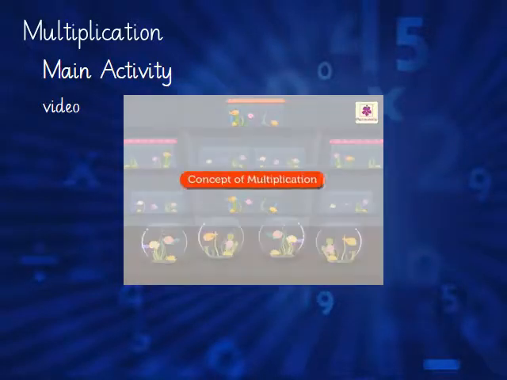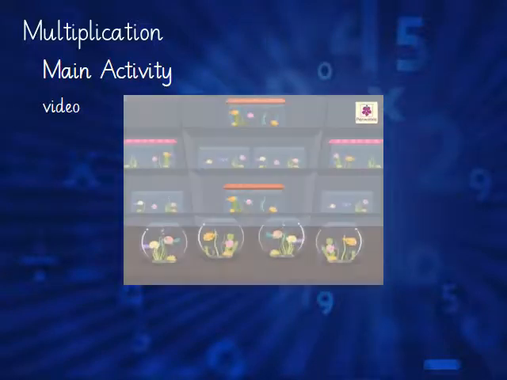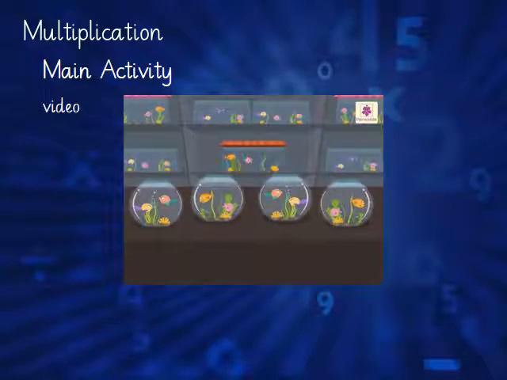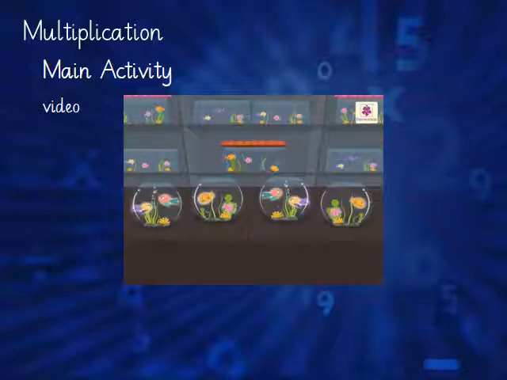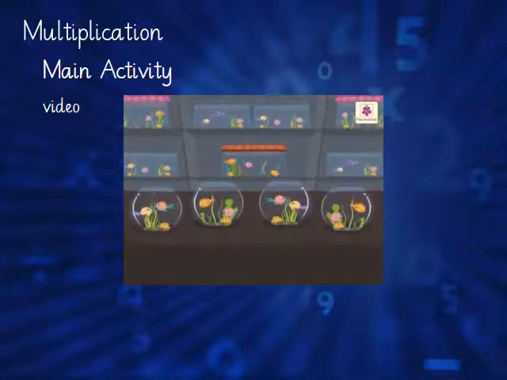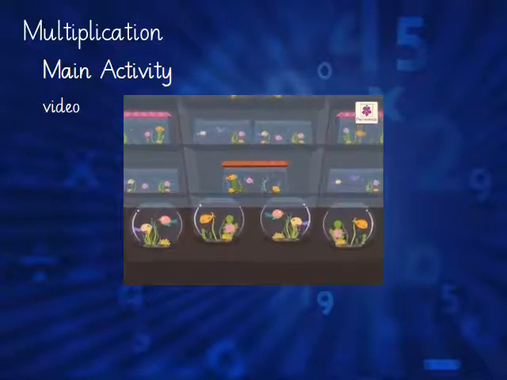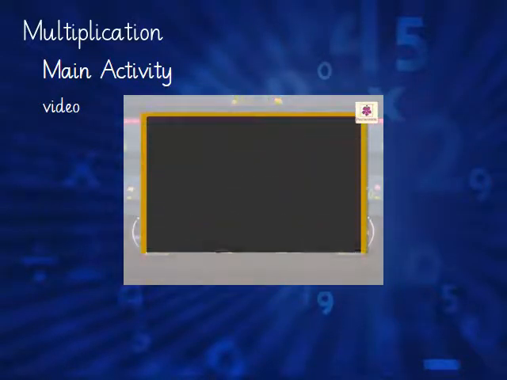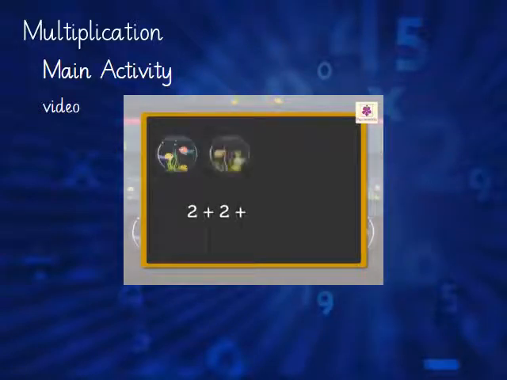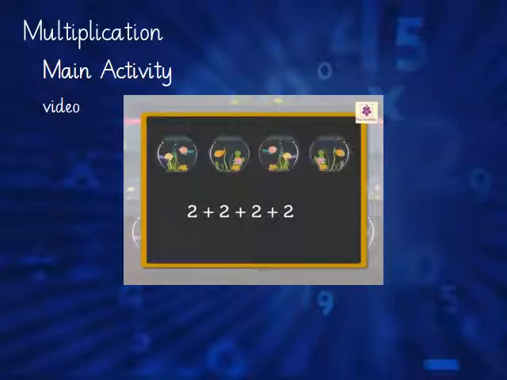Let's understand the concept of multiplication with the help of these little fish. There are 4 fish bowls. There are 2 fish in each bowl. To get the total number of fish, we add the number of fish in all the 4 bowls. That is 2 plus 2 plus 2 plus 2 is equal to 8. There are 8 fish in all.